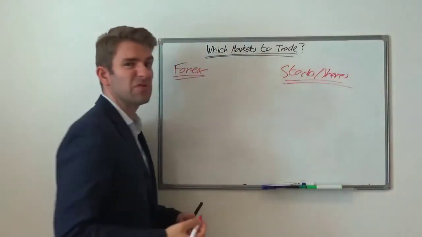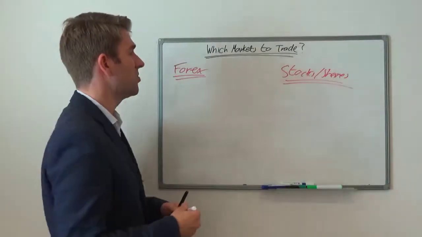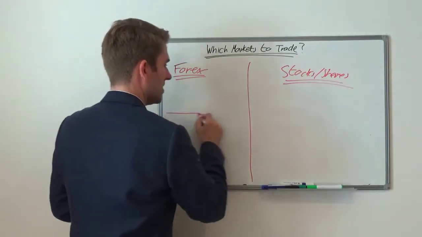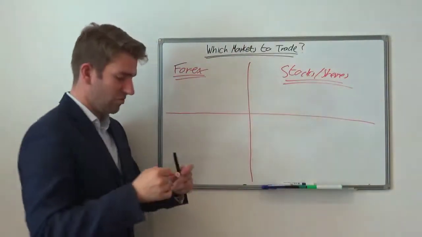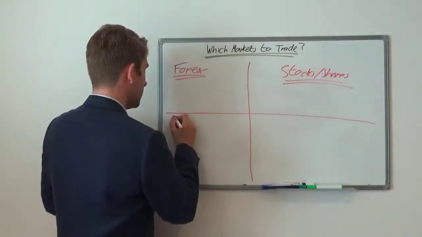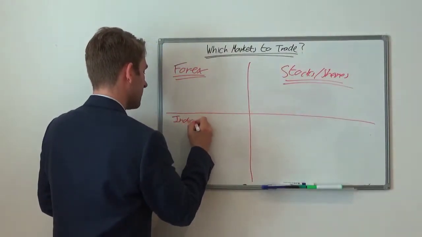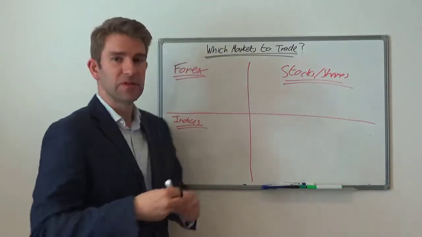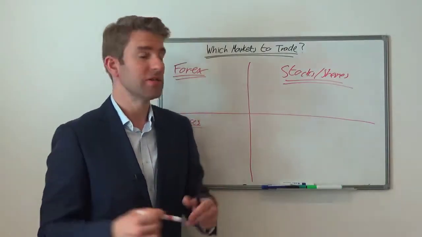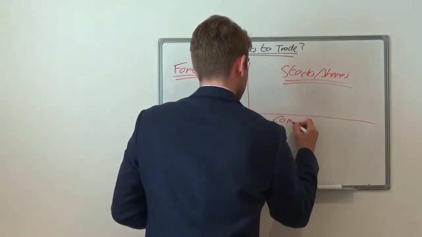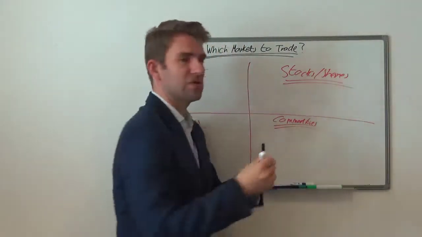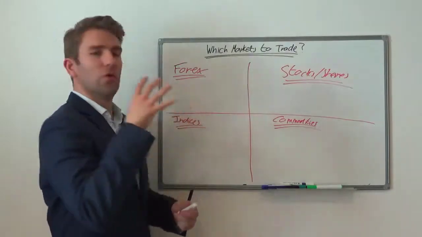That's generally the only difference between a stock and a share. Share is UK, stock is US. Generally, I'm sure there's a much geekier definition than that, but as a trader, I don't really care. I'm just looking for movement in the market. The other things we've got are indices, and we'll talk about those in a second. And the final one that we have is, of course, commodities. Now, there are more out there, but I'm just going to use these as the four main primary ones. Right, so these are the choices we've got.